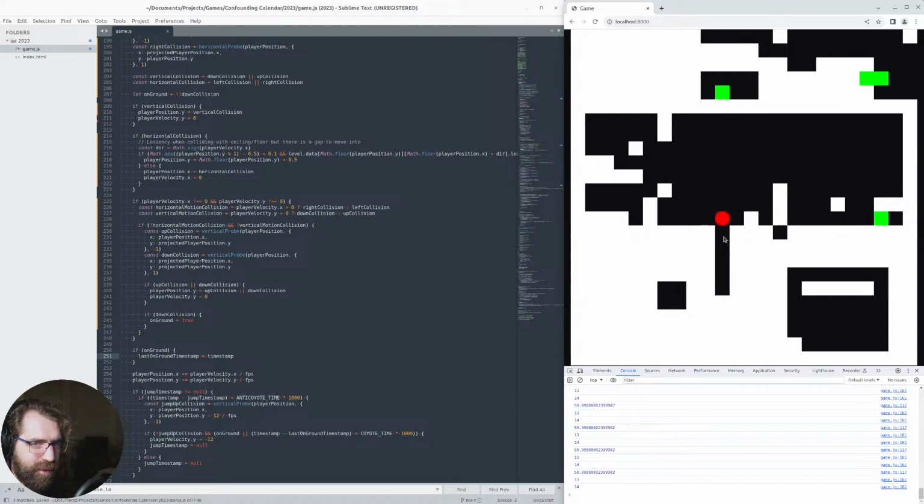And then we don't fall through the hole. Why? Oh, is that actually expected? Oh, I can't jump. What am I... Wait. Oh. Am I landing on the wrong thing?